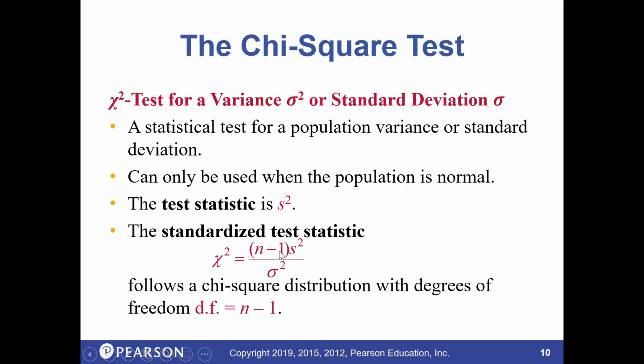N minus 1 is what we have, times whatever we get for the standard deviation squared, divided by population standard deviation squared, or variance, I guess. So really what we're doing is we're looking at degrees of freedom as our multiplier. That's what we have. So the DF is our multiplier. Okay, just write that formula down so you have it.